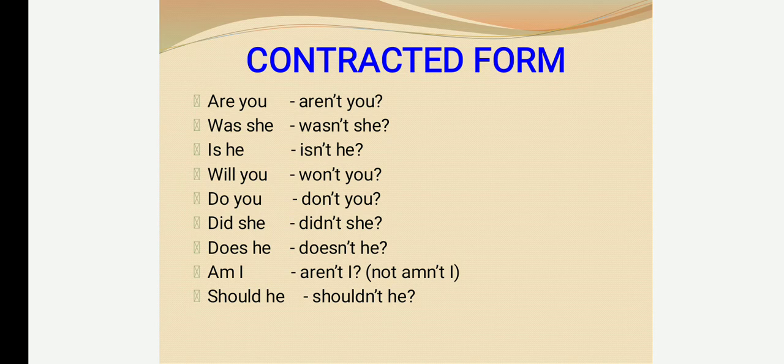So are you? So we are going to write aren't you? Was he? Wasn't she? Is he? Isn't he? Will you? Won't you? Do you? Don't you? Did she? Didn't she? Does he? Doesn't he? Am I? Aren't I? Should he? Shouldn't he? So these are the few contracted form that we can use in a sentence.